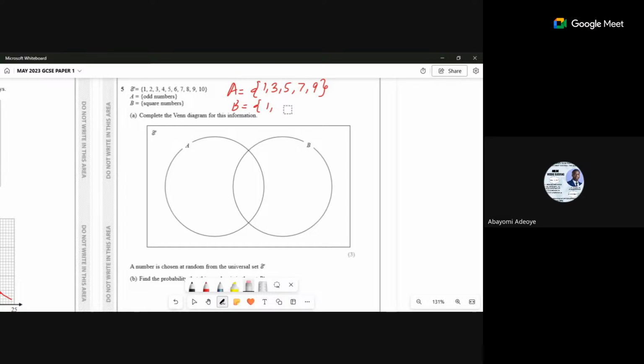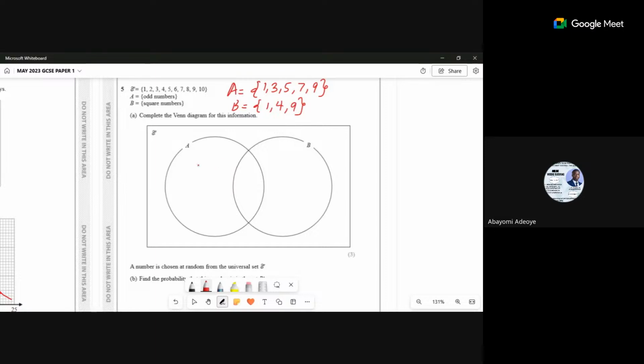So let me define a square number. A square number is a number whereby when you find the square root, it gives you a whole number. So the square root of 1 is 1. The square root of 2 will not give you a whole number. Will the square root of 3? No. So what are the square numbers there now? 1, 4, and 9. No, 10 is not.